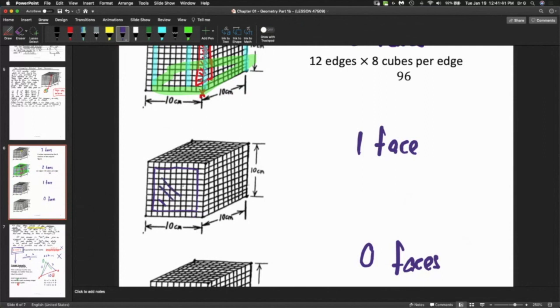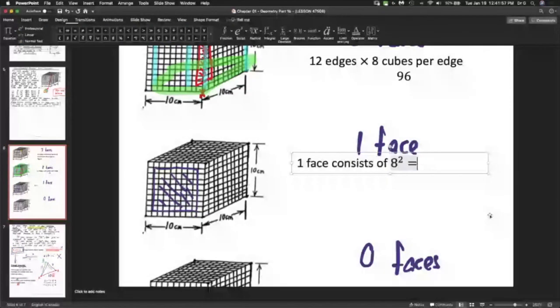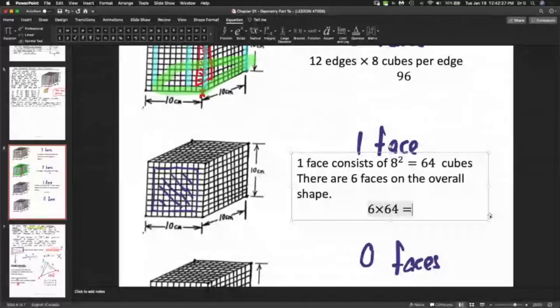Anyway, can you tell me the area of that purple thing, that square? Yeah, it's 64. Very good. So I'll say here, one face. Six times 64. Anybody have that? Okay, what's the number? I got 384. I'm trying to do mental math here now. 384? Okay.